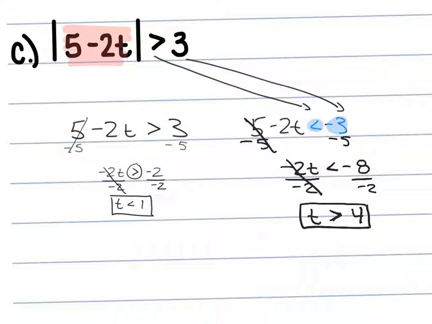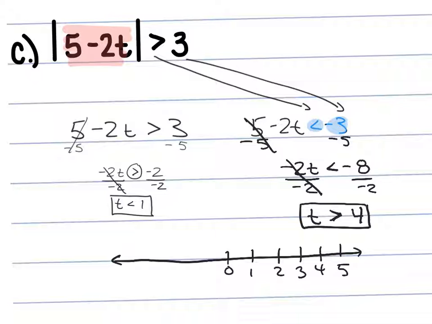So again, I'm going to graph this in two parts. Let me label it: 0, 1, 2, 3, 4, 5, negative 1, negative 2, negative 3, negative 4. So the first one says that t is less than 1. So here is less than 1. Or t is greater than 4.